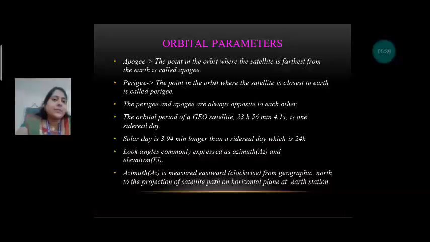To make the line of apsides and line of nodes fall in place, we have two types of angle called the angle of elevation and the azimuth angle. It is measured from the geographic north plane to the projection of the satellite path on the horizontal at the Earth's surface.